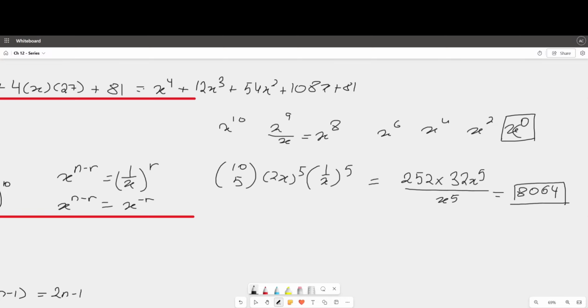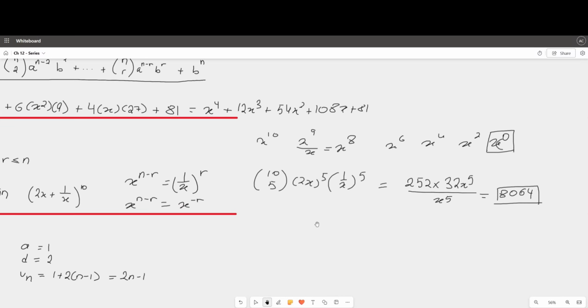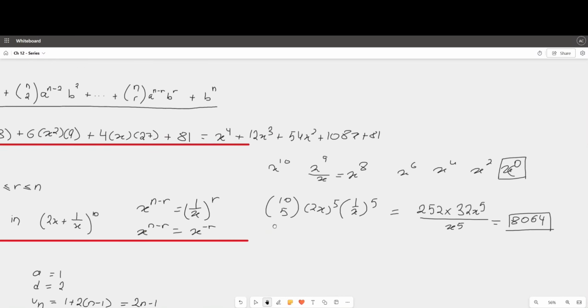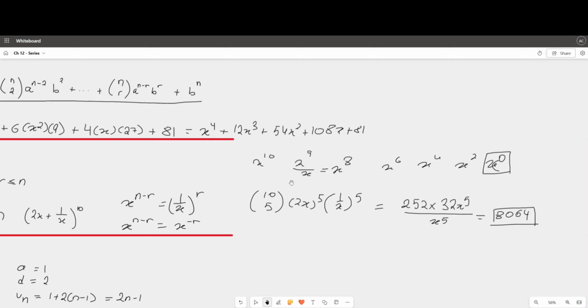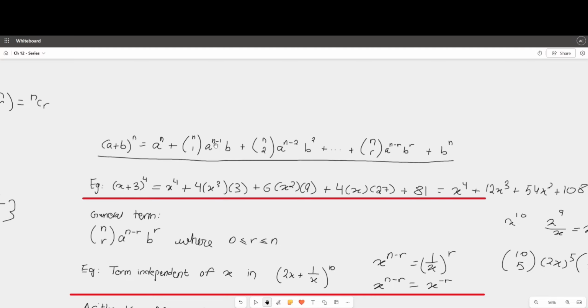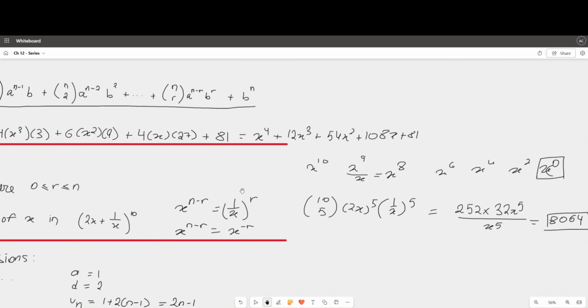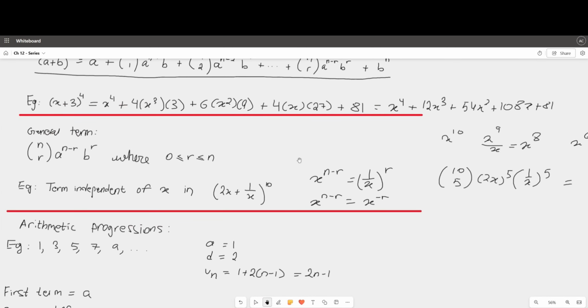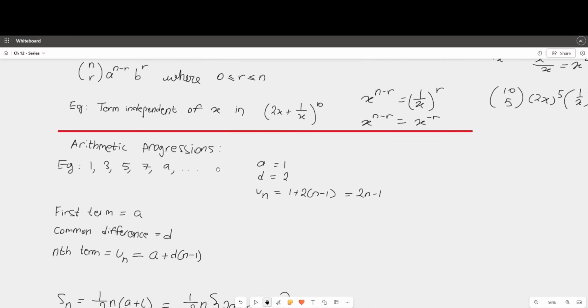So just identify the pattern of how the powers of x decrease or increase and find your term. Now, one important thing, I start counting from 0, right? 0, 1, 2, 3, 4, 5 for r, because that is how r starts, n0, then n1. So that's an important thing to remember always, because r is greater than or equal to 0.